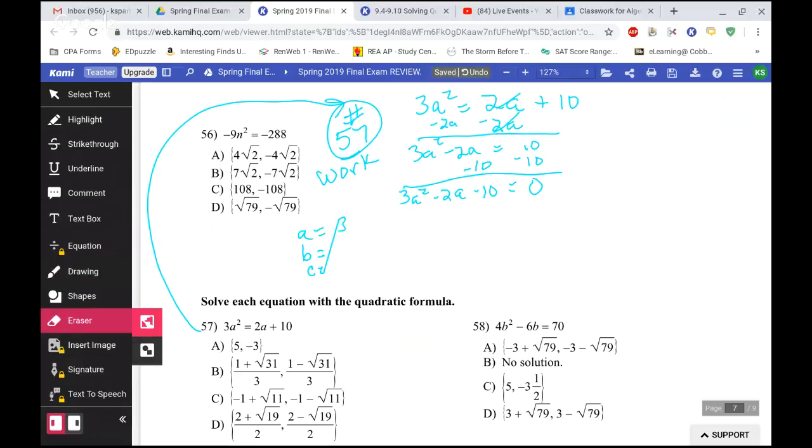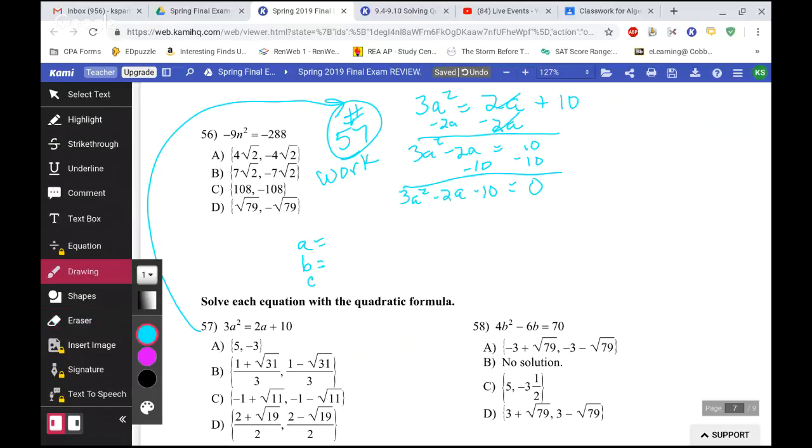What is B? Oh, look at my stylus. That is scary. A is 3. What is B? -2. -2. And what is C? -10. Good job. All right, so now plugging it into the quadratic formula.